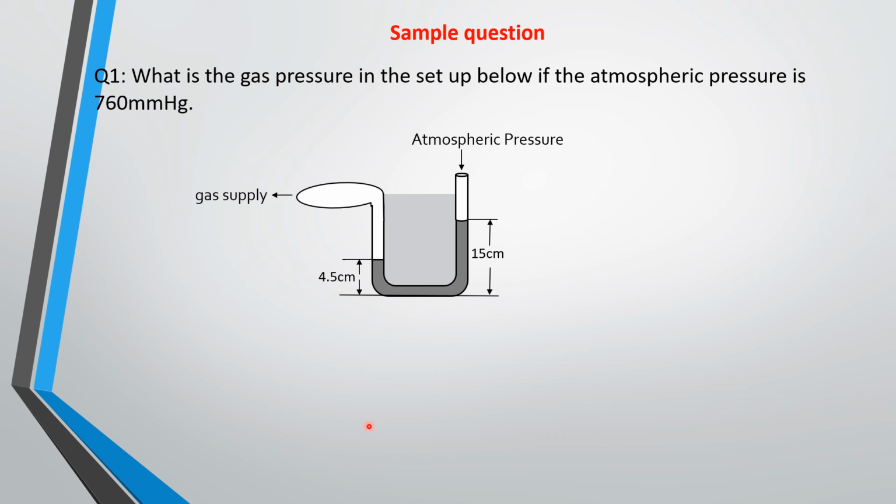So what you need to do here is, if you just go back to what I just discussed, here you are given atmospheric pressure. Atmospheric pressure is given to you to be 760 millimeter Hg.